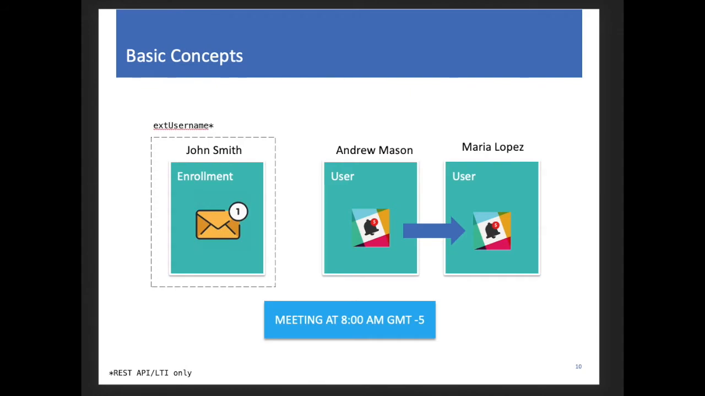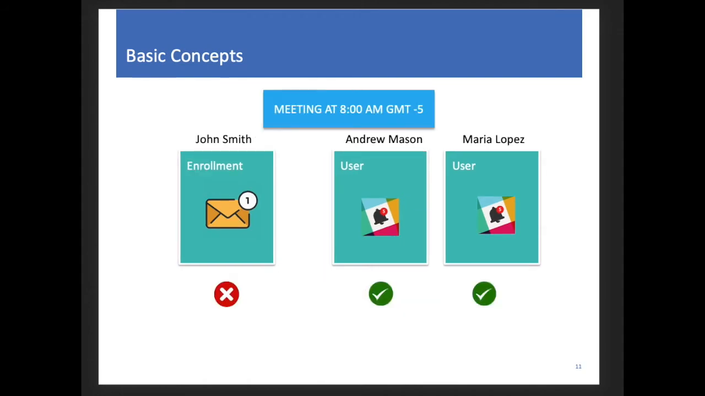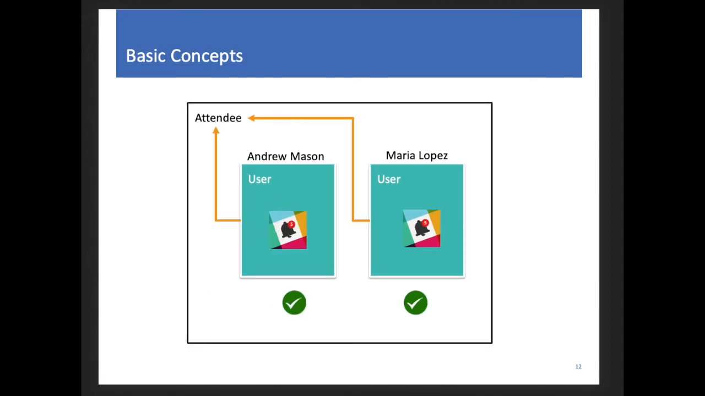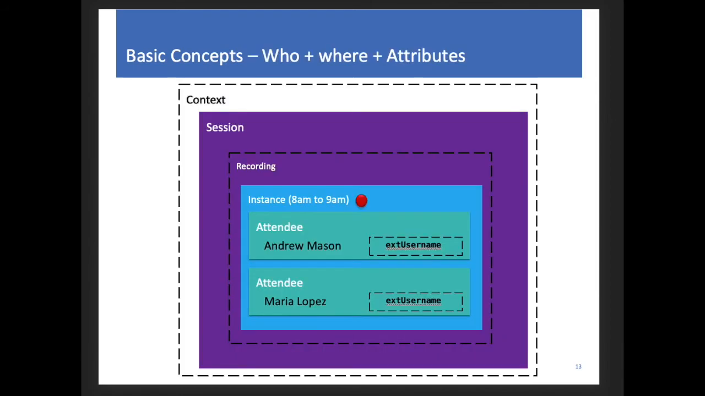So Andrew Mason and Maria Lopez are gonna be just users because they received just the guest link, and John Smith is an enrollment. Now, what happens is that for some reason John Smith couldn't make it. He didn't attend the meeting, but Andrew Mason and Maria Lopez did attend the meeting. So since they were able to attend, instead of being users, they become attendees. That's the third concept that I want to introduce to you. The first one will be an enrollment, the second one will be a user, and the third one will be an attendee.